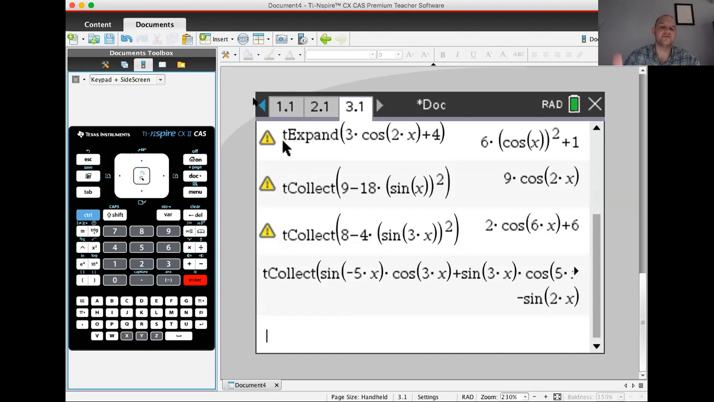So this is a great way that you can check all of your answers. Be familiar with it. Trig expand, trig collect, T expand. I use those a lot, more than anyone I've ever seen. I use those partly, I think, because I know they exist. But you should try them because you can try to make your own problems, see if you can do them, and check them out.